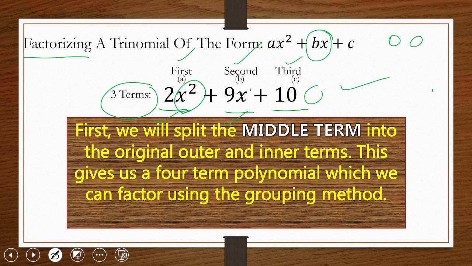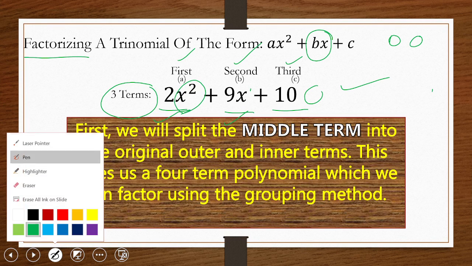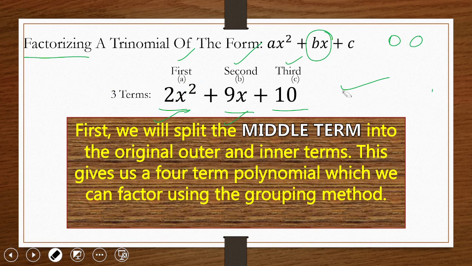First, what we have to do, we have to split the middle term. Children, the middle term over here is 9x. 9x is the middle term. And to split 9x, we have to look at these numbers.